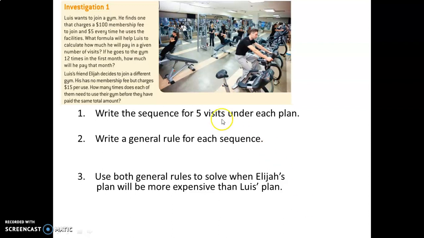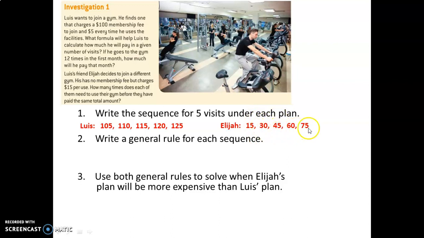Okay, let's check. The sequence for the first 5 visits under each plan. Well, under Lewis's plan, he pays 100 membership plus 5 for that first visit, so 105 for the first visit. And then second visit pays another 5, so now he's paid 110 in total. And then 115, 120, 125. That's the total amount paid after each visit. And then for Elijah's plan, paid 15 for the first visit and 15 for every use. So after 2 visits, he's paid 30.